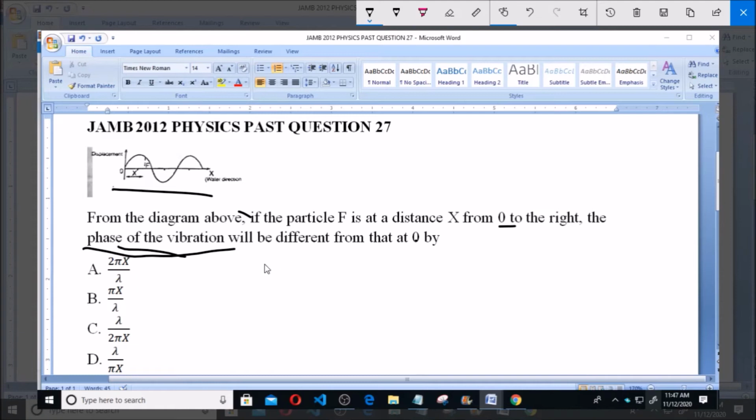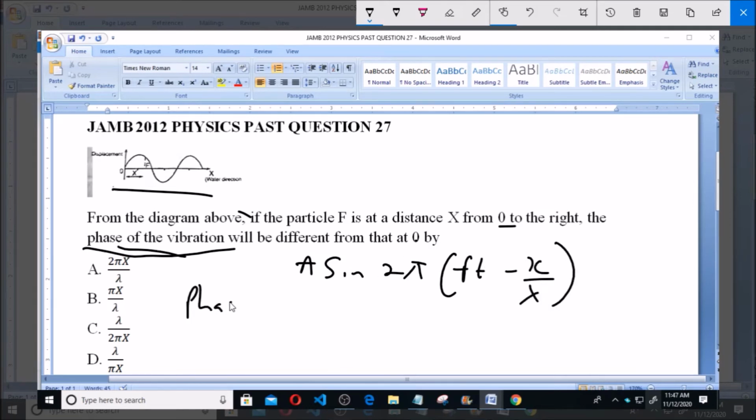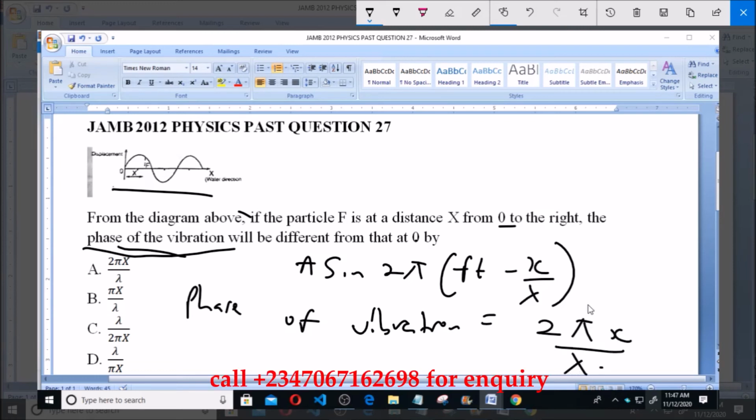Now, from the general wave formula, which is A sine 2 pi bracket ft minus x over lambda, you can deduce the phase of vibration of a wave, and the phase of vibration of a wave is usually given as 2 pi x over lambda. So 2 pi x over lambda is option A. So the answer to this question is A.